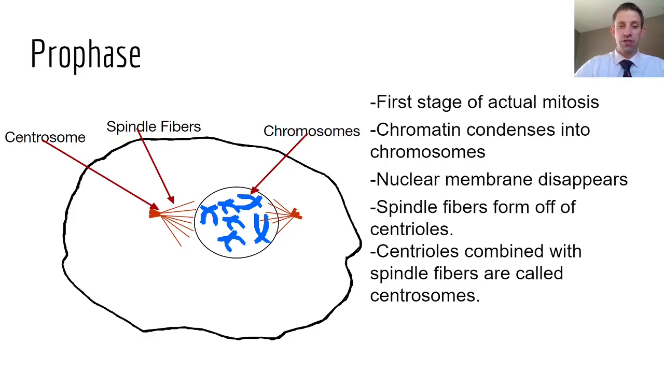The centrioles are the structures that start to move to the poles. Then that whole structure put together, spindle fibers plus centrioles, has its own name, it's called a centrosome. So those centrosomes are going to be responsible for the movement of the chromosomes eventually to opposite sides of the cell. So again, what we see happening in prophase: chromatin condenses, the nuclear membrane goes away, and we start to form these spindle fibers.